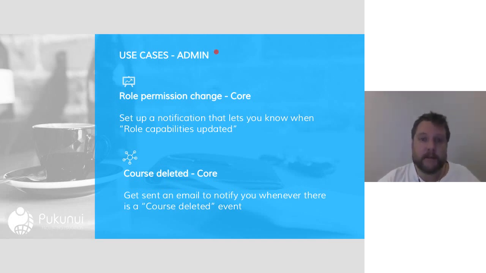So in terms of admin, things that might be useful: it'd be good to get some kind of notification if maybe another admin or somebody with the capability is changing role permissions within the site. So that might be a useful thing to monitor. Deleting courses as well. That could be quite a useful thing to monitor if course creators are deleting courses on your site. Be good to get a notification of that as well.